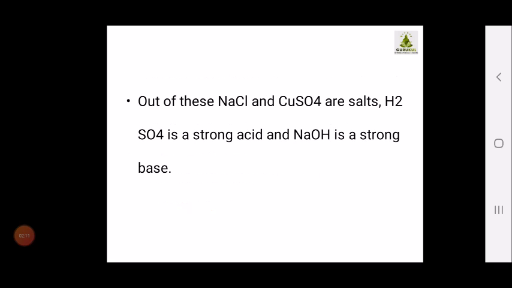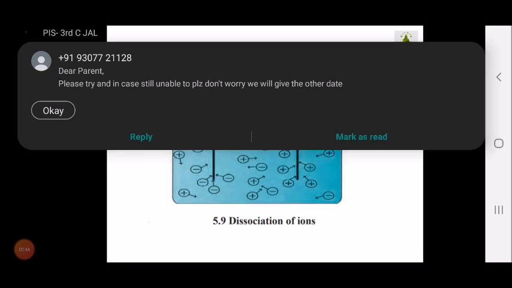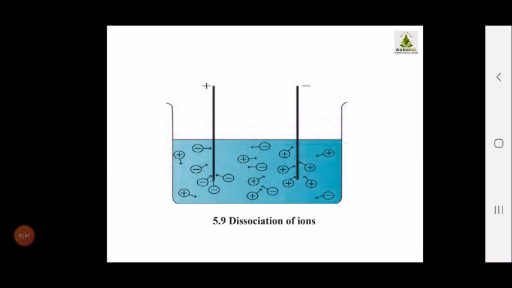If you look at this diagram also, your concept will become clearer, children, as to how the dissociation of ions takes place. You can see the two electrodes: the positive electrode has attracted the negative ions and the negative electrode has attracted the positive ions. So this is how the dissociation takes place in liquid solutions.